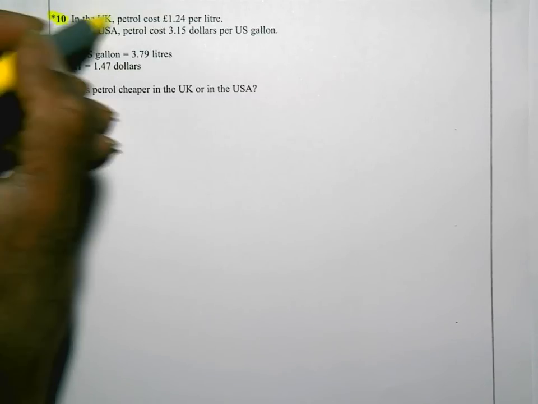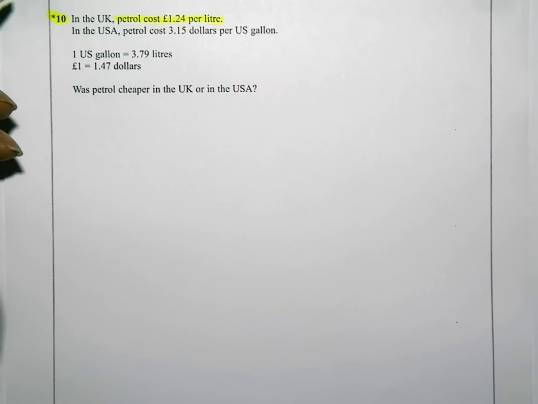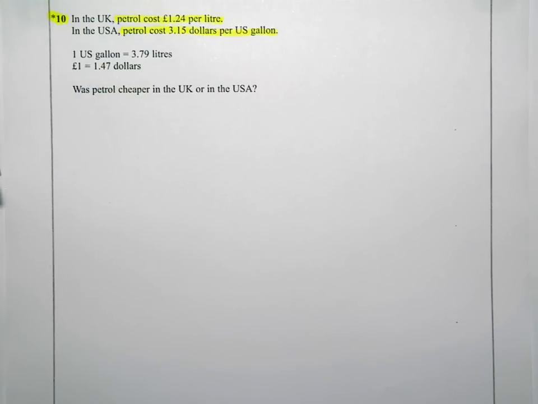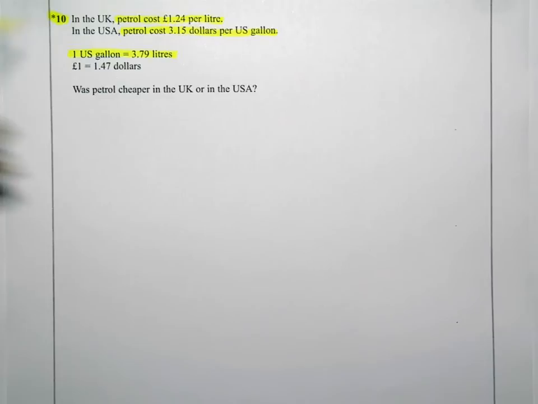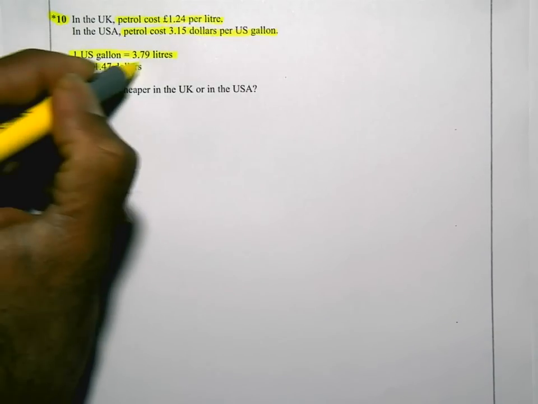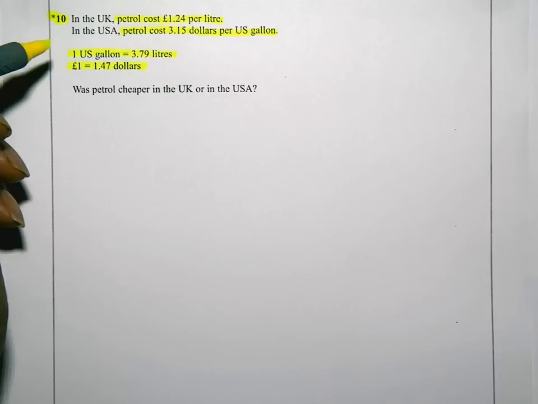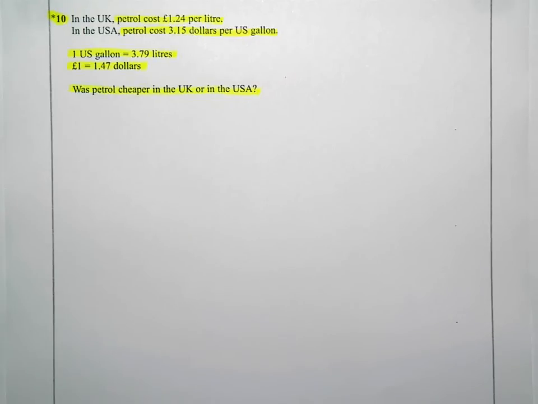In the UK, petrol costs £1.24 per litre. In the USA, petrol costs $3.15 per US gallon. And now they've told us that 1 US gallon is 3.79 litres, and one pound is worth $1.47. The question says, was petrol cheaper in the UK or in the USA?